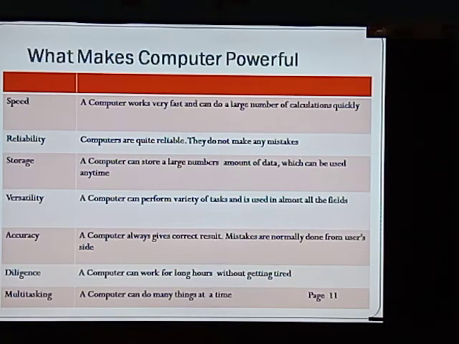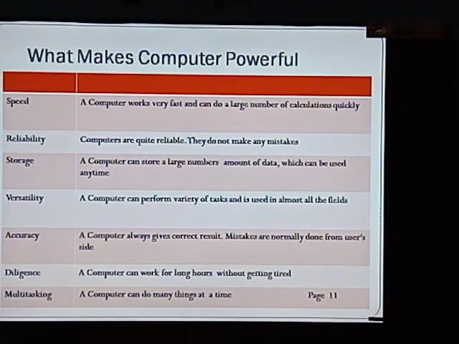Now let us learn the next feature which makes computer more powerful, that is accuracy. A computer always gives correct result. Yes. So as you all know children, computer never do a mistake. If the input is given wrong by user, computer cannot do anything. Whatever the input is given by user, accordingly it will give the result. It does not make any mistake.